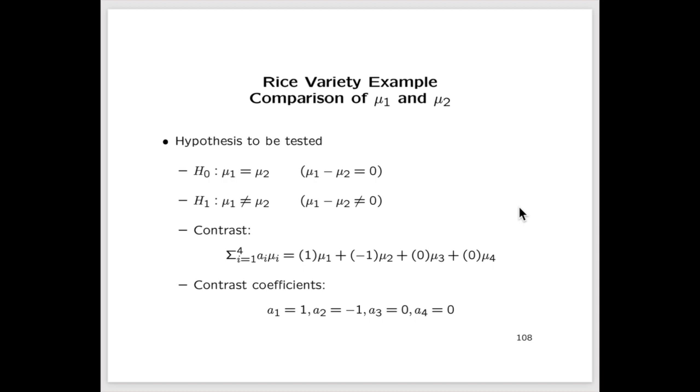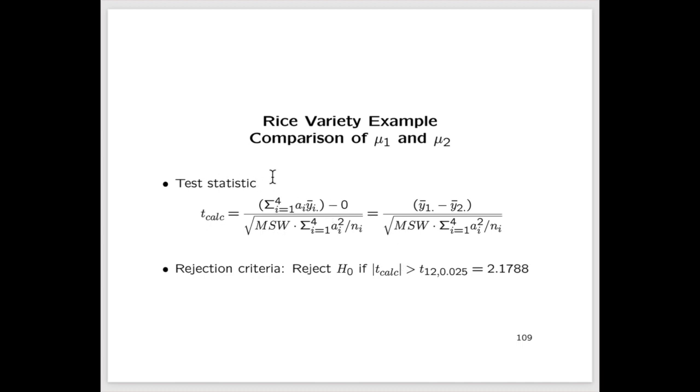So mu1 equal to mu2 is the null hypothesis. The alternative is that mu1 is not equal to mu2, expressed in terms of a difference. The null hypothesis is that mu1 minus mu2 is equal to 0. The alternative would be that mu1 minus mu2 is not equal to 0. The coefficients are a1 equal to 1, a2 equal to negative 1, a3 equal to 0, a4 equal to 0. This is the particular contrast of the population means that we are testing a hypothesis about, and the hypothesized value of that contrast is 0.